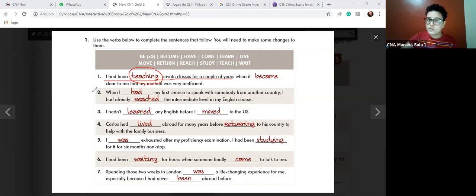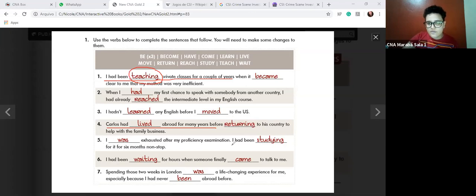In number 2, we don't have, because we don't have any verbs with the ing. In number 3, we don't have. In number 4, Carlos, we have a verb here with the ing, but this is not the action that was in progress. This is the action that happened after. So we're not going to circle this one.